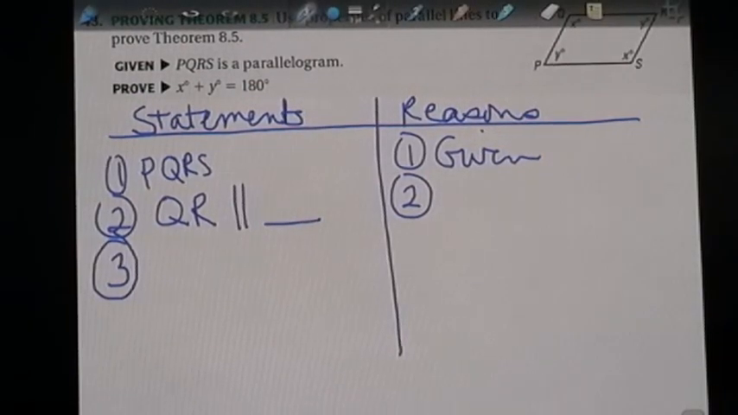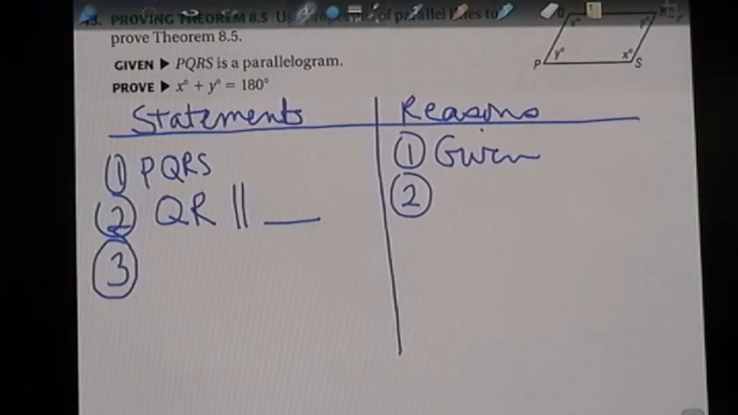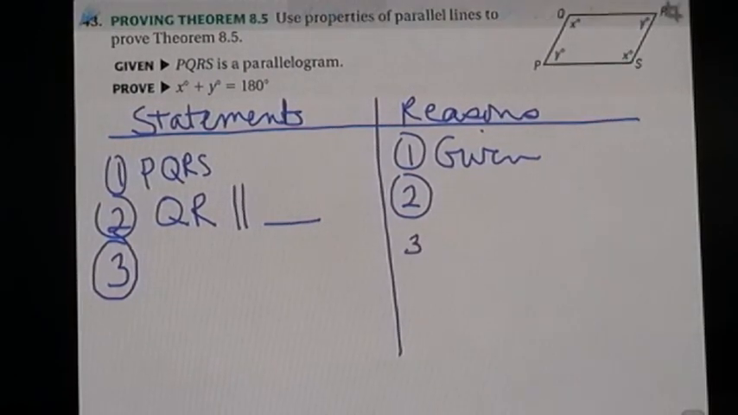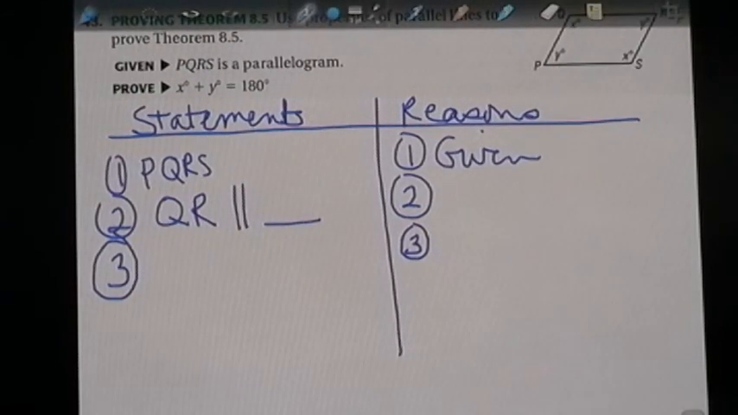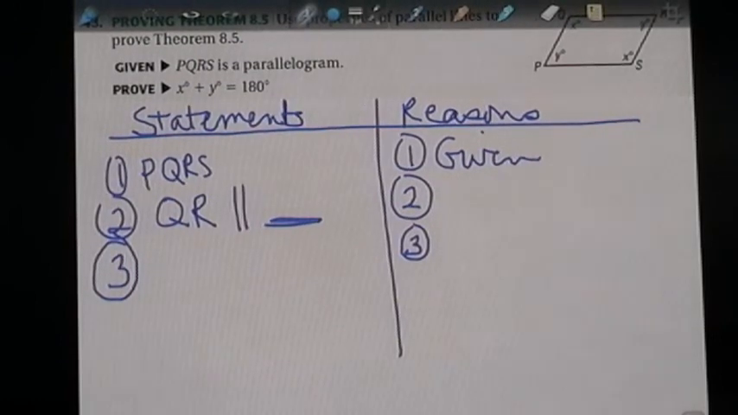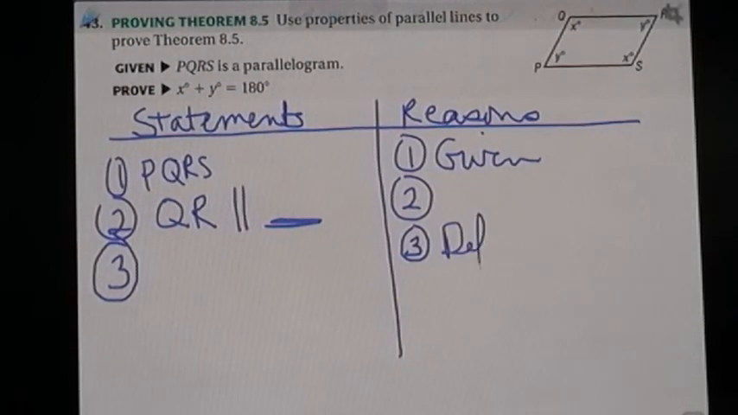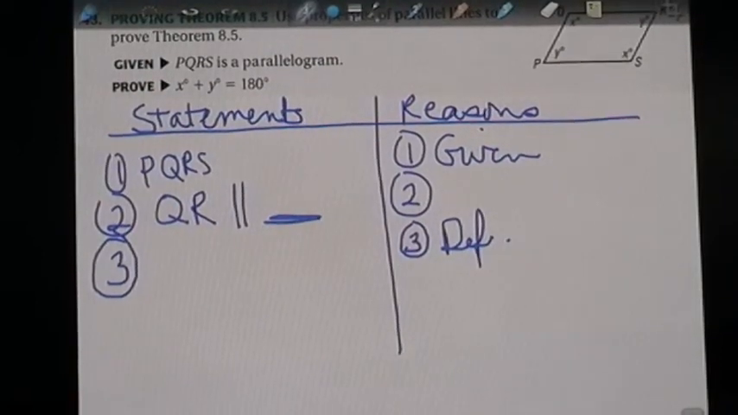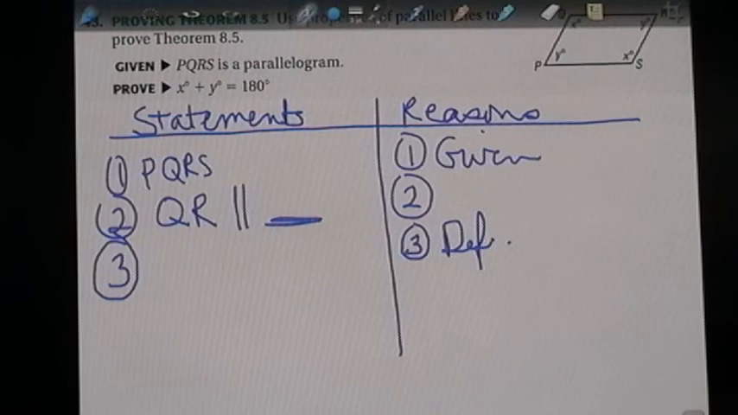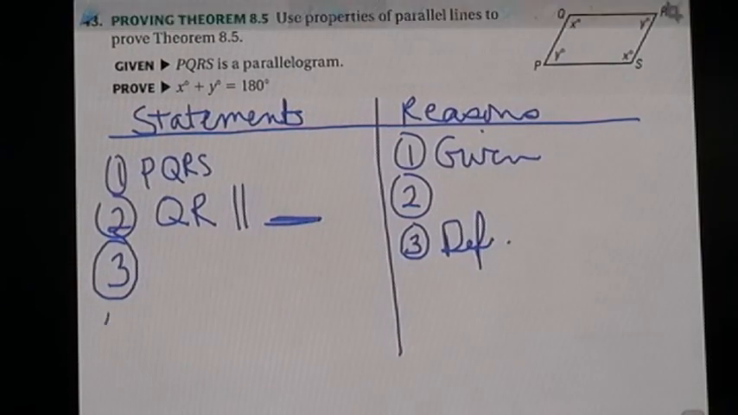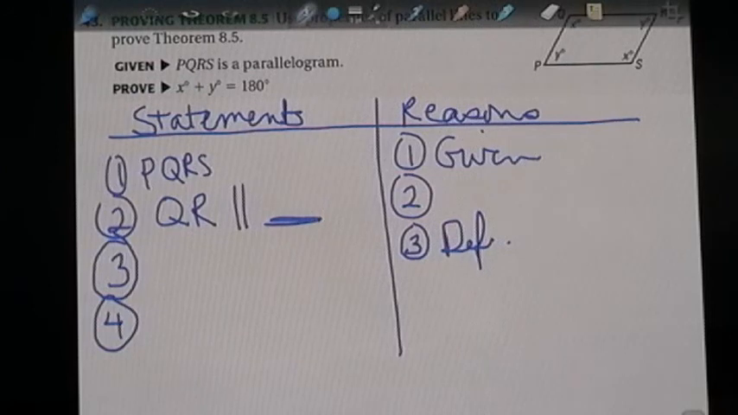Okay, and then you know that one of these, it doesn't matter which one you want to use, one of those segments is also a transversal. Not one of QR and what you got for this blank, but one of the other two, PQ or SR, is a transversal. And that has to do with the definition. So you're going to say something about a definition. Okay, that makes some angles consecutive interiors.